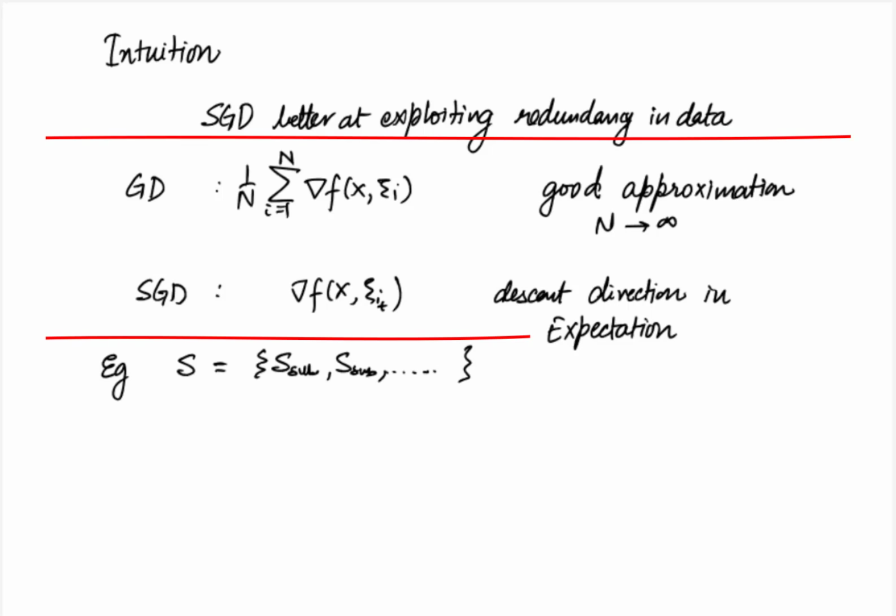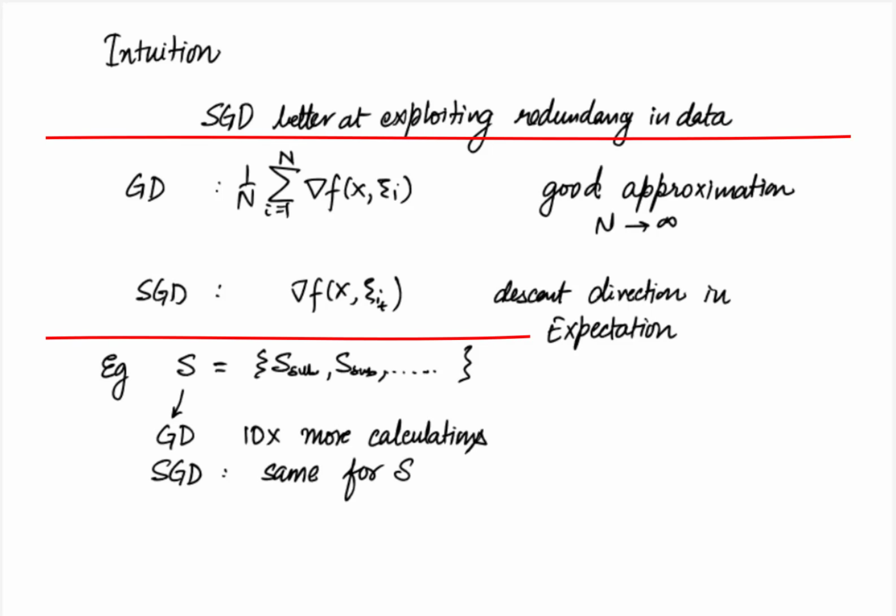Then if gradient descent is applied on S, you can see that it would essentially involve 10 times more calculations as compared to the case when it was applied to S sub, because each component of the summation appears 10 times. On the other hand, observe that stochastic gradient descent would perform the same whether it is running on S or S sub. At each iteration in stochastic gradient descent, we are anyway picking a random point, and the probability of that point coming from S or S sub would remain the same.